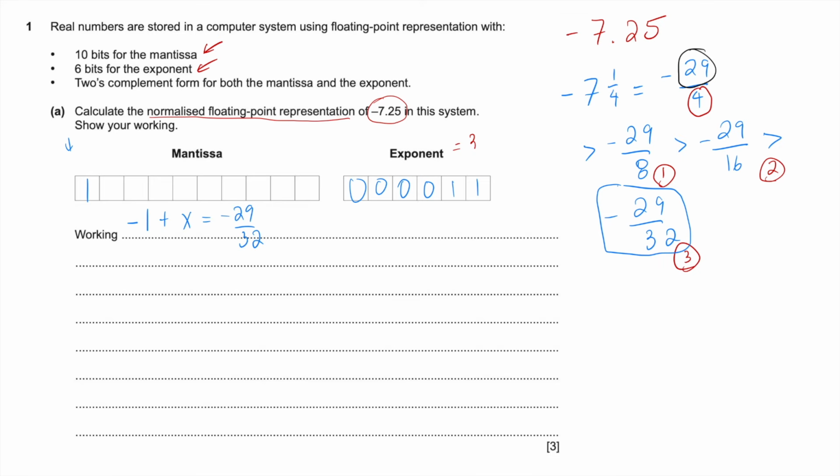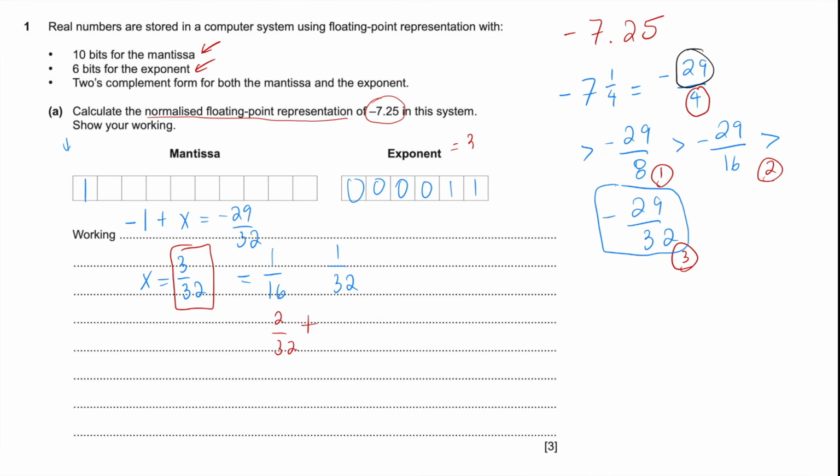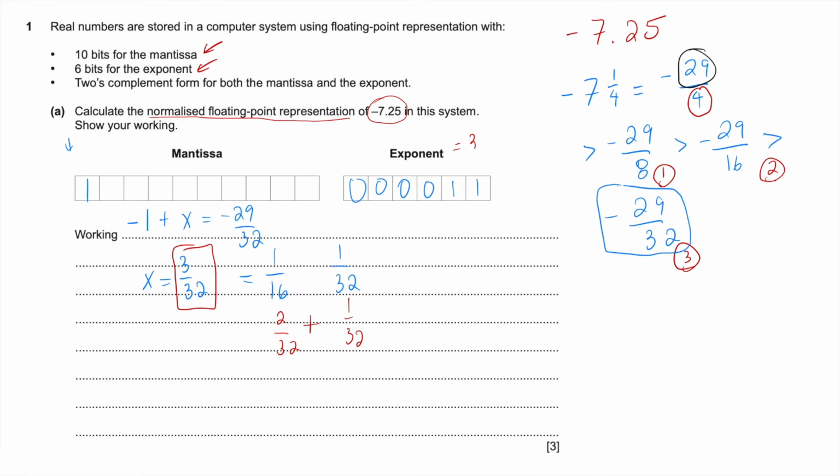And the answer to that is going to be 3 over 32. So x equals 3 over 32. So this 3 over 32 right here is going to be the rest of our mantissa. So that means that we need to think about how we can represent this in our mantissa using the biggest possible fractions. So this is going to be equal to 1 over 16. And 1 over 16 just represents 2 over 32 plus 1 over 32, which ends up giving us 3 over 32 at the end.